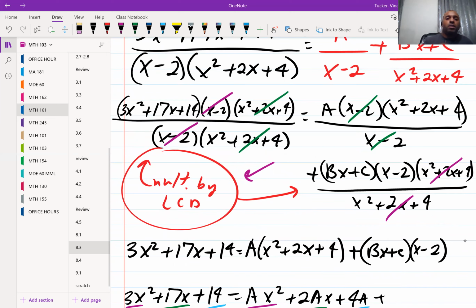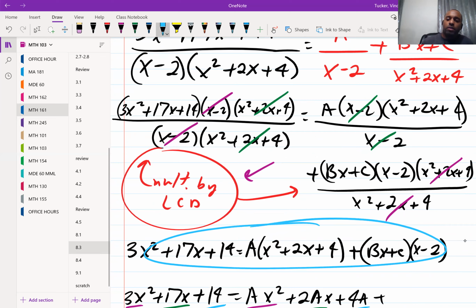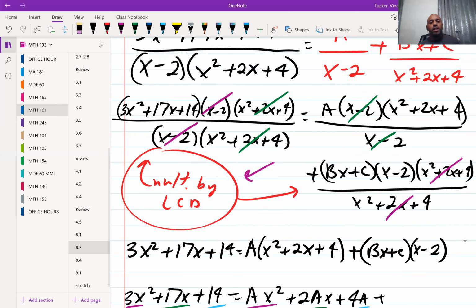All right. So that is this right here, the result of your denominators canceling out. Now from here, we want to go ahead and distribute and expand what we have. So we'll take the A, distribute, take the Bx, and then the C and distribute it.